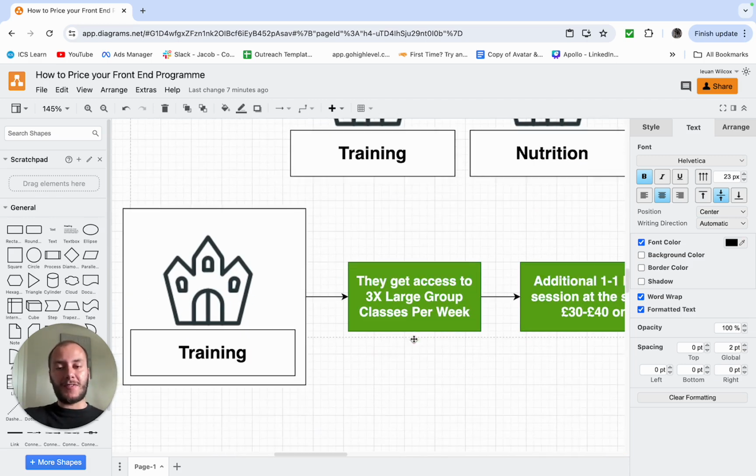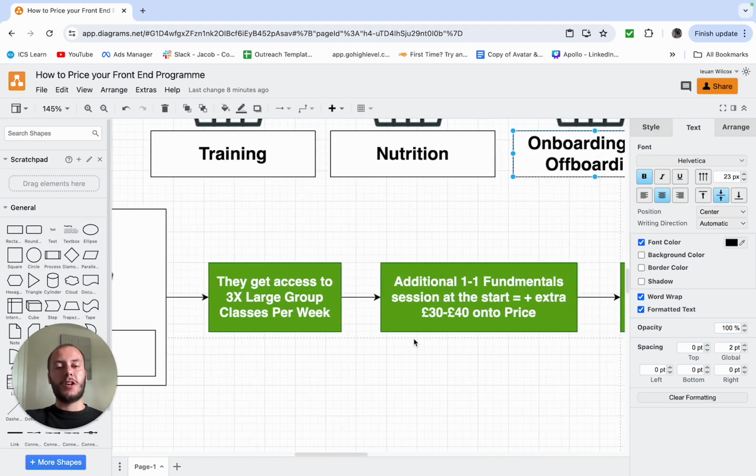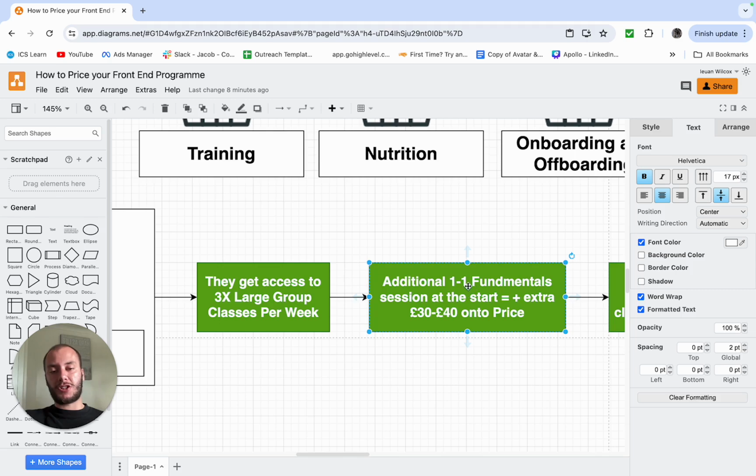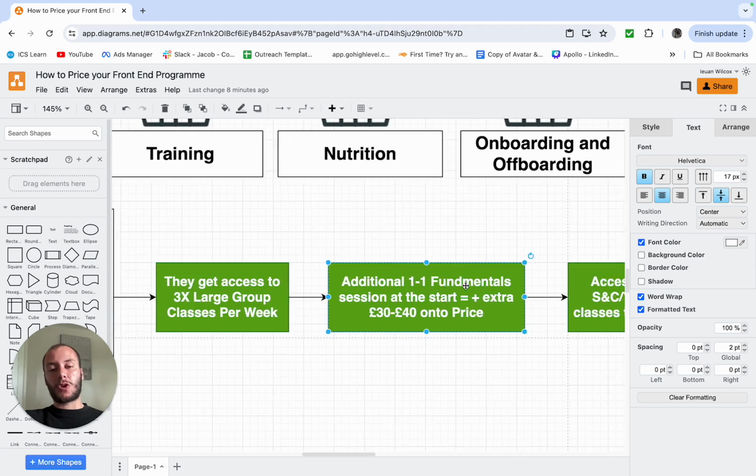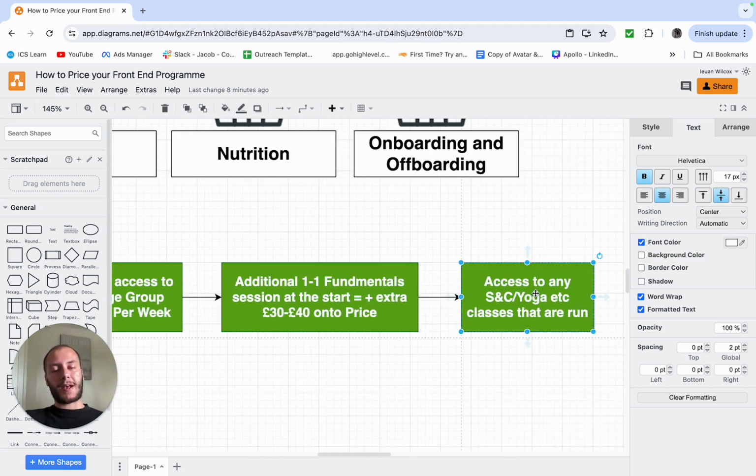So from a training perspective, this is obviously the martial arts training that they're getting. You want to give them access to 3 large group classes per week. This is all they need to start with. You can offer more when it gets to the end of the 6 weeks, but to start with, if people just want to get fit and healthy and learn a skill, 3 classes is enough. You can bolt on additional one-on-one sessions, which we call fundamental sessions, which you can charge an extra £30-40 on top of the £150 to get close to the £200 if you do want to, but that would be an additional cost that you would give to them. And then you also want to give them access to any strength and conditioning, yoga, anything like that you guys offer, as that's just going to improve the experience.